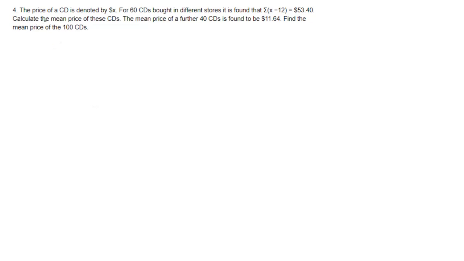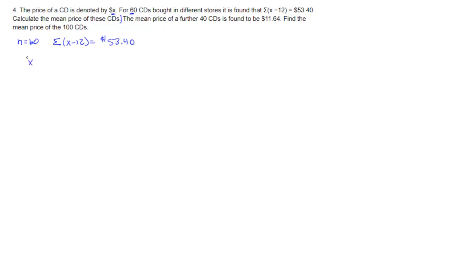Number 4 is that the price of a CD is denoted by $X, and we have 60 CDs bought from different stores. And then we see this coded value here, which means that we've taken 12 away from each one of the prices. So we've got an N of 60, and we know that the sum of all our X minus 12s is equal to 53.40. And what they want us to do is find the mean.